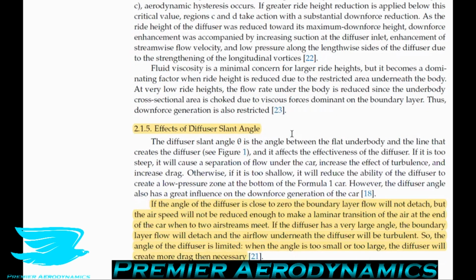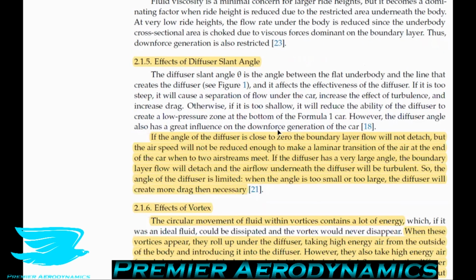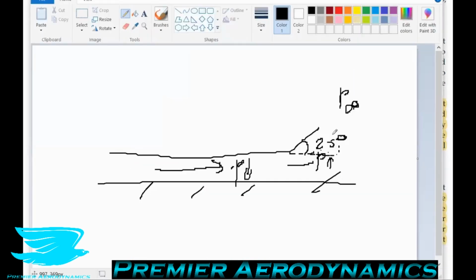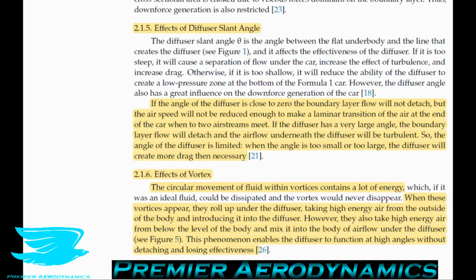Let's talk about the effects of the slant angle now. The slant angle is this angle that I was talking about earlier, let's say 25 degrees, which is just the angle from the rest of the body to the diffuser section here. And in this paper, they're looking at 0 degrees, 10 degrees, and 25 degrees later on. We'll cover that probably in the next podcast because there's quite a lot more to go through still.